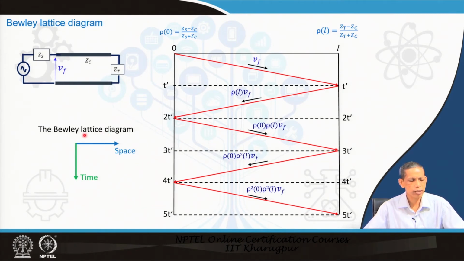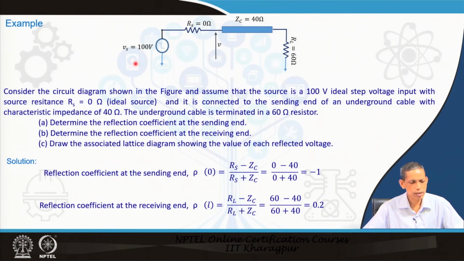This is the lattice diagram, Bewley's lattice diagram. On this axis we talk about physical distance in kilometers, meters or so, that is space, and as you go downward, the time increases. The reflected wave comes from the other end and reaches at this point. This helps in different analyses of the travelling wave phenomena, which we like to use in our subsequent applications. Let us see an example.